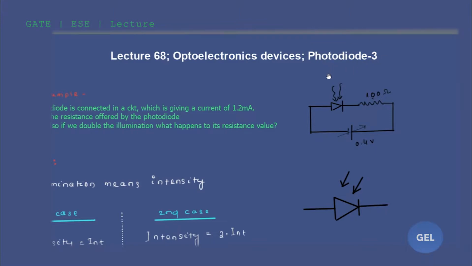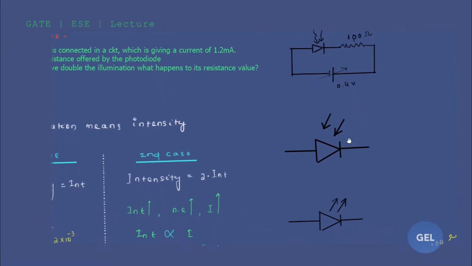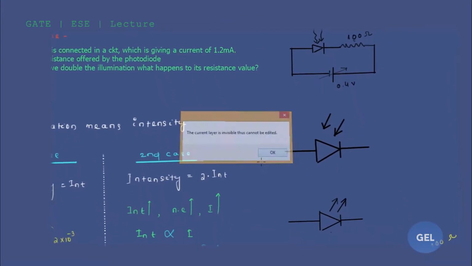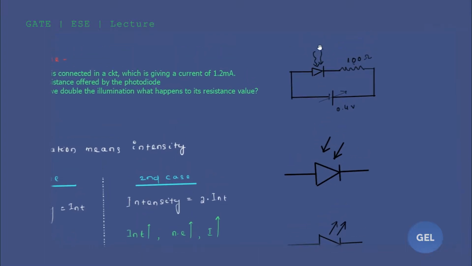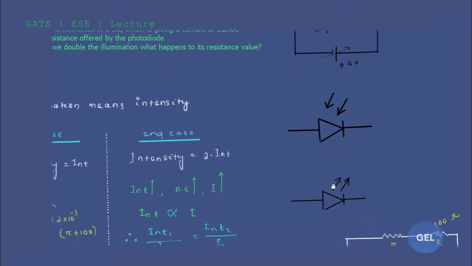Before we get started, I want to tell you the symbol of the photodiode. In some books it is represented like this, and in some books it is also represented like this. Sir, what is this graph, what is this diagram? This is a diagram for LED, light emitting diode, and this is the diagram for photodiode. I want you to have clarity on this.